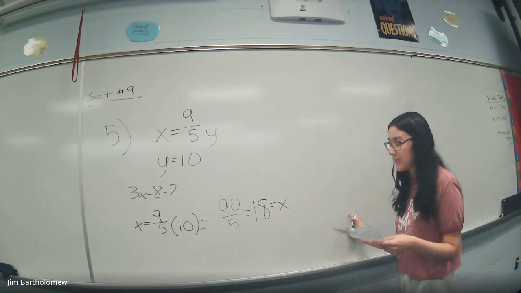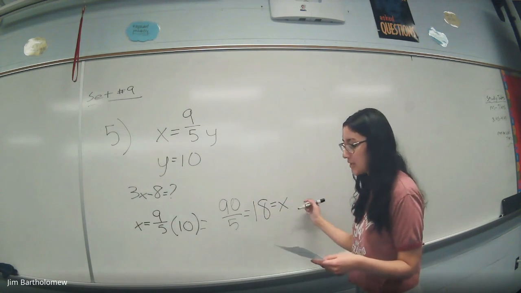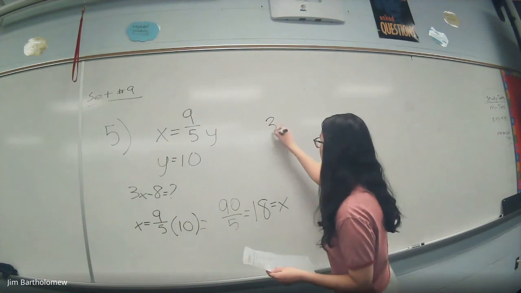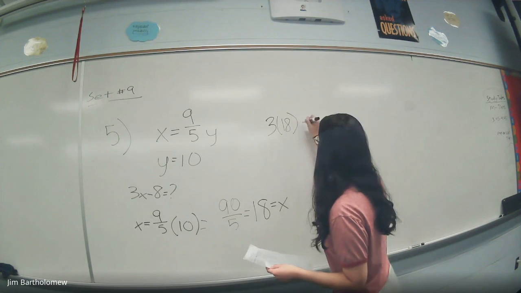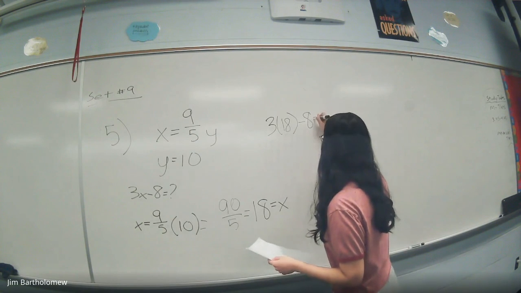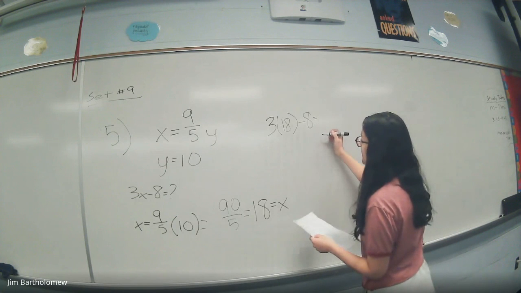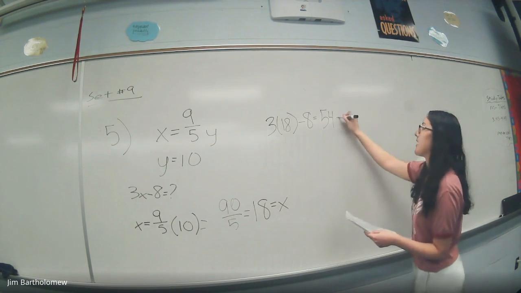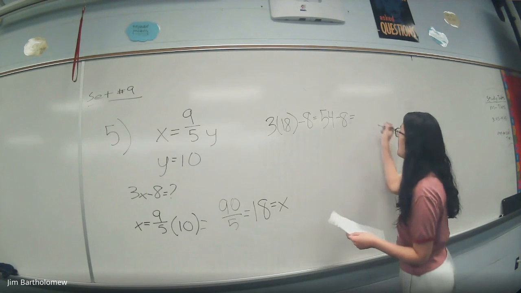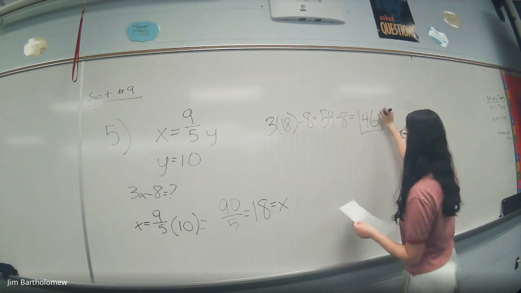So we're not done yet. We still have to plug in what x equals into the original equation. So we're going to do 3 times 18 minus 8. So 3 times 18 equals 54, and you still have to subtract 8. So 54 minus 8 equals 46. And this is your answer.